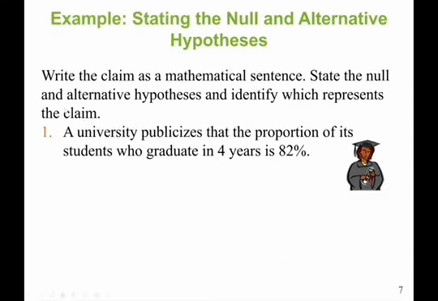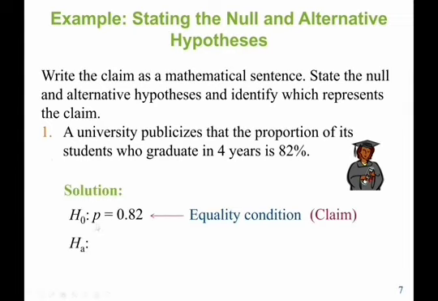So we have one example here. Here they say, write a claim as a mathematical sentence. State the null and also the alternative hypothesis and identify which represents the claim. Here we say a university publicized that the proportion of its students who graduate in 4 years is 82%. So this will be again the claim. So H0 will be P equal to 82%. Again, 82% is the same as 0.82.